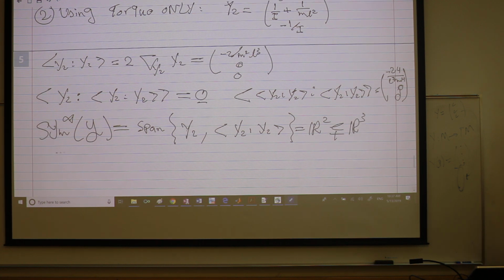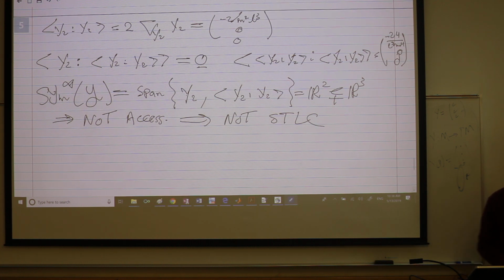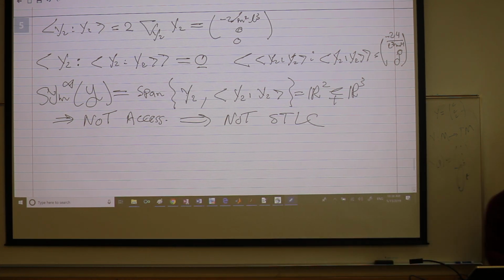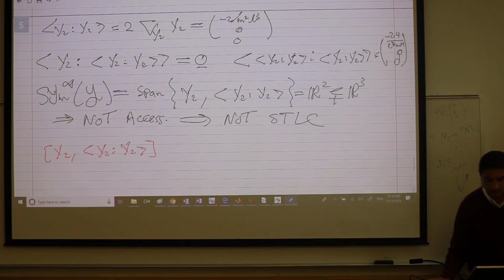So what's the conclusion? It's not accessible. And if it's not accessible, it's not small time locally controllable. Let's hope for the configuration kind of thing. Let's hope for the configuration. So for the configuration, you just do Lie brackets between these guys, right? That's it. Okay, so actually I need to do y2 Lie brackets with the symmetric products of y2 and y2. So let's do that.